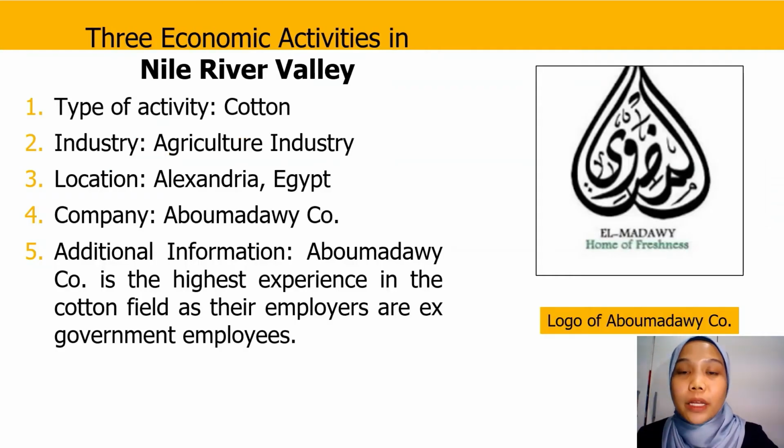First, economic activities in the Nile River Valley. There are a few types of agriculture industry in the Nile River Valley, but one of the best types of activity is cotton. The location is in Alexandria, Egypt. The company that manages this industry is Abu Madawi Co. In addition, Abu Madawi Co. has the highest experience in the cotton field, as their employees are ex-government employees.